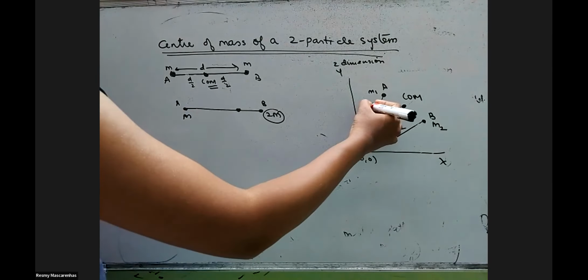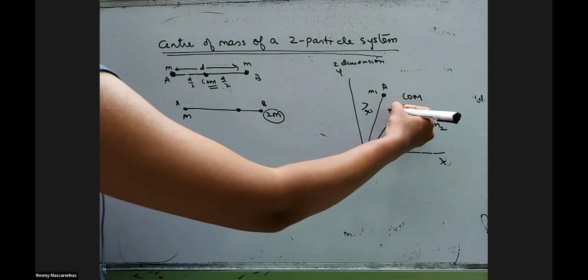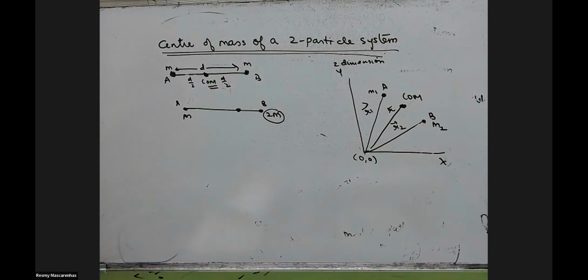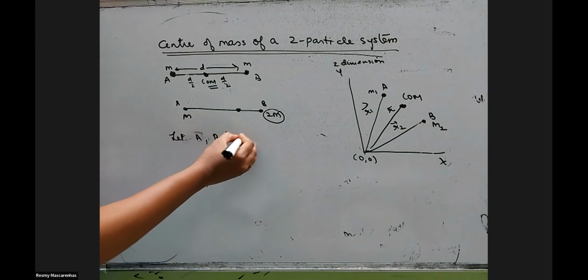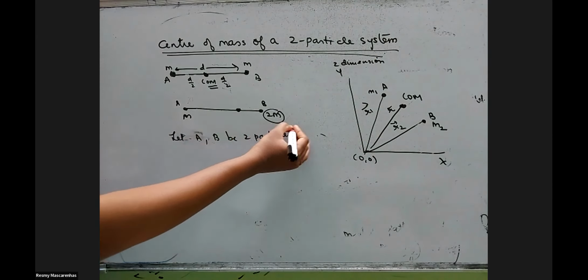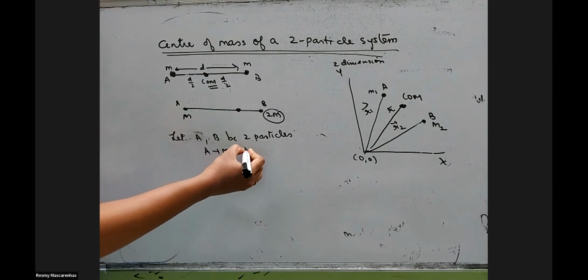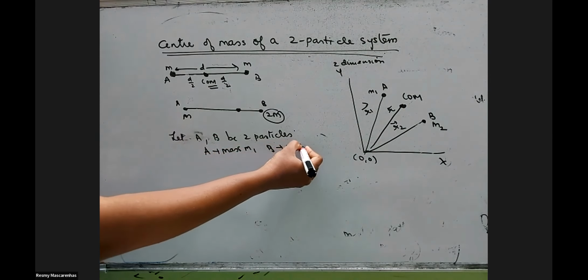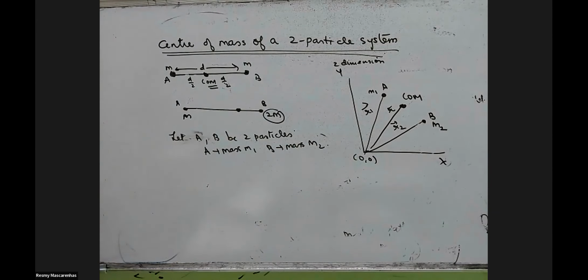So let these be position vectors. This is r bar, a common center of mass. So let that be r bar. I want to calculate the position vector. Let A and B be two particles. A has mass m1, B has mass m2. No need to study the derivation. We are just framing the formula. Only the formula is important.